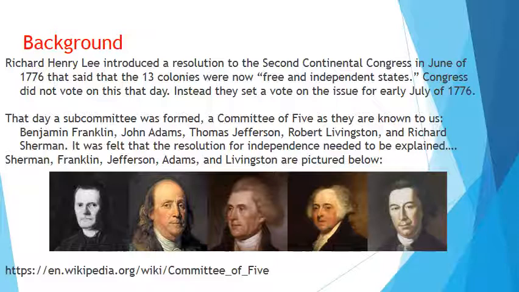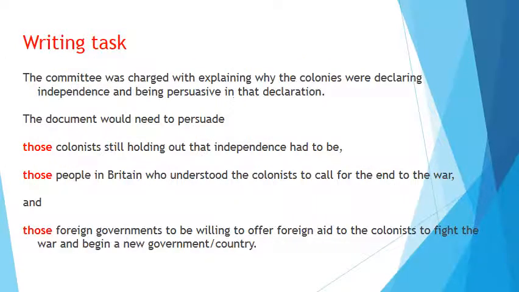On that day, though, they formed a subcommittee called a Committee of Five. That's important to remember. We called them a Committee of Five because it was a committee of five really big thinkers: Benjamin Franklin, John Adams, Thomas Jefferson, Robert Livingston, and Richard Sherman, all of them from different colonies. It was felt that the resolution for independence needed to be explained in writing. So as you see, they're pictured below, and they were given a writing task: to explain why the colonies were declaring independence. That was probably the easy part of the task.